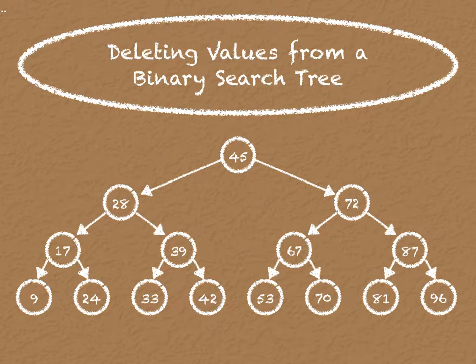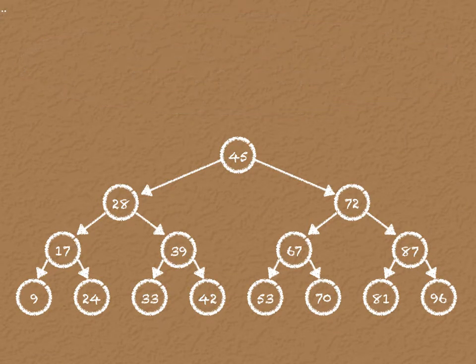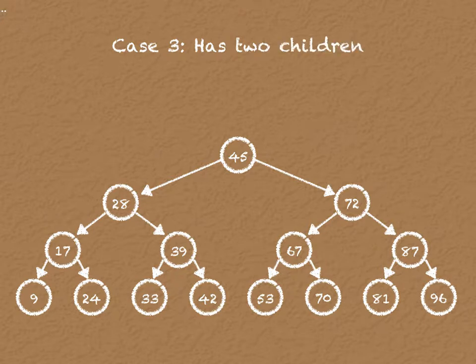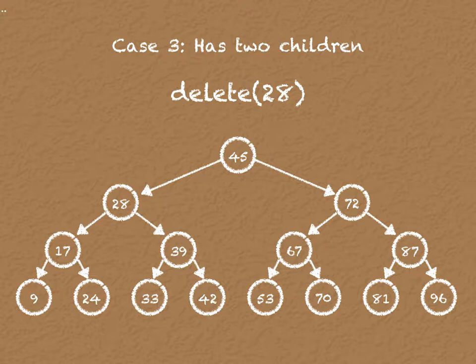Deleting values from a binary search tree. Case 3. The node we want to delete has two children. Suppose I want to delete node 28. As you can see, node 28 has two children. So what I'm going to do first is look for the in-order successor.